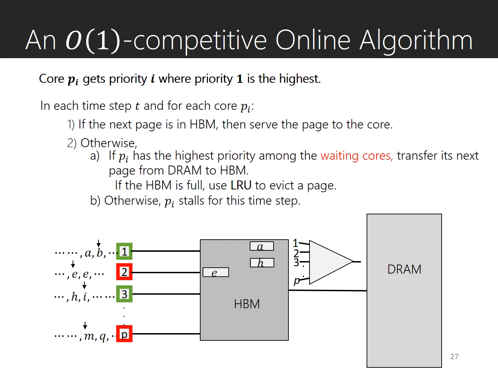Otherwise, that is, if core Pi is not the highest priority core, then core Pi stalls in that time step. So in this example, core P is waiting to get access to the HBM and DRAM channel. However, at time step T, there is another core, namely 2, who has higher priority than core P, and that's why core P stalls in that time step.